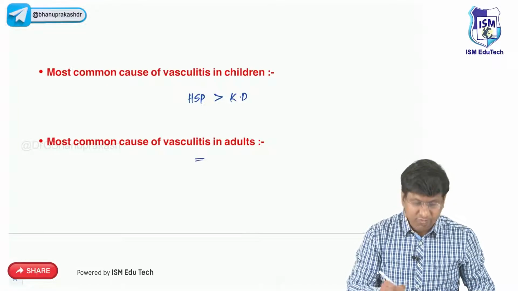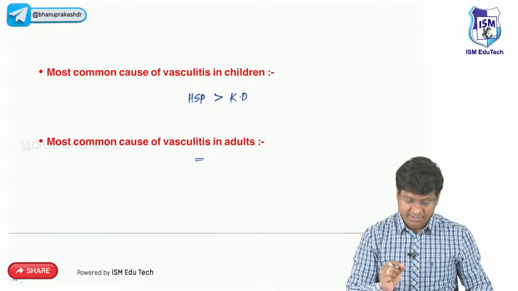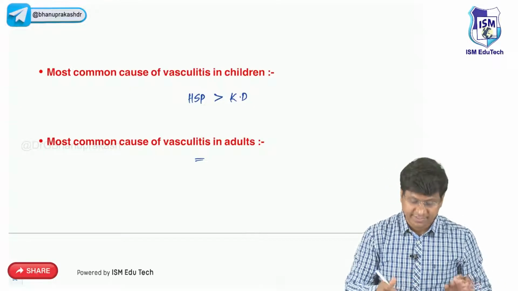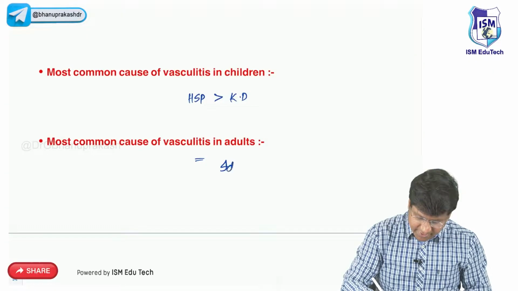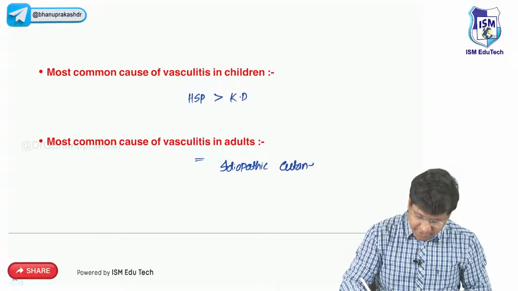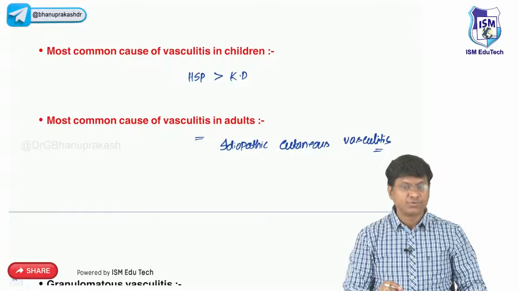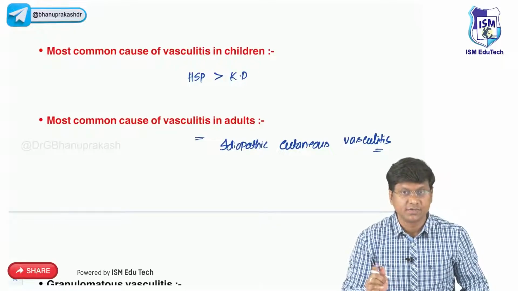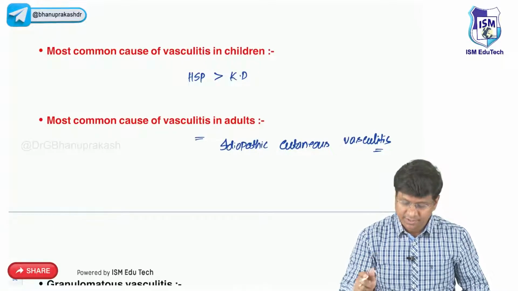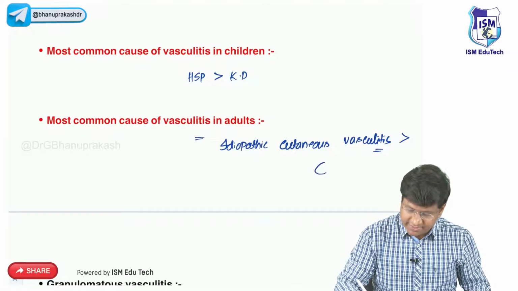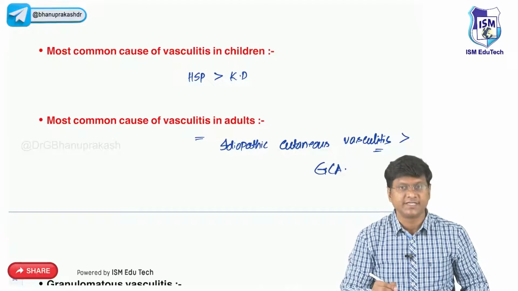Now you need to know what is the most common cause of vasculitis in adults. The most common cause of vasculitis in adults will be idiopathic cutaneous vasculitis, right? It is not your giant cell arteritis, it is your idiopathic cutaneous vasculitis. Then followed by that, we have the giant cell arteritis.